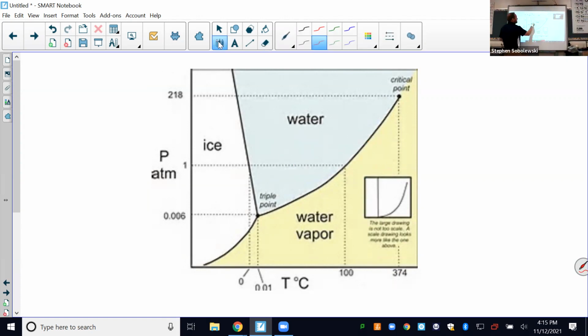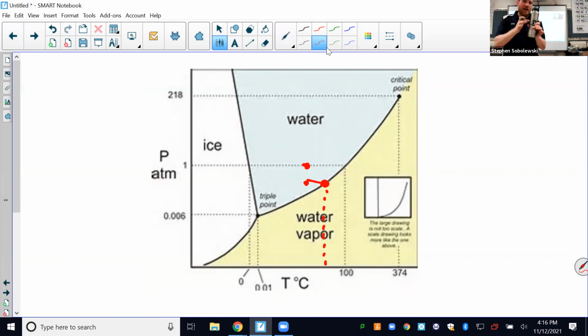Well, what if I do the opposite? What if I hook this up to my vacuum chamber and decrease the pressure here? What if I started with this and I decreased the pressure and then I heated it up? Well, here it's going to boil. But notice we're now below our boiling point. So you can actually reduce the boiling point.